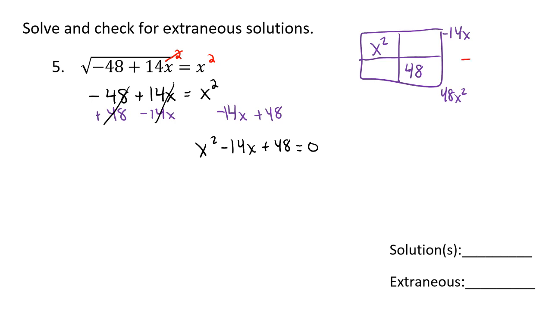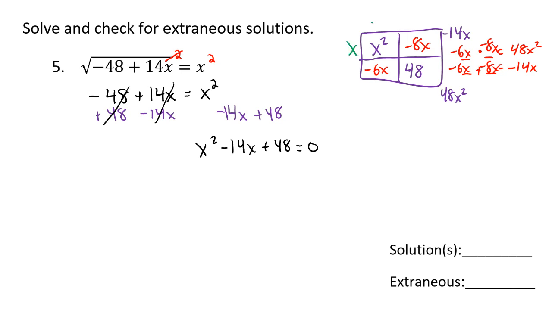Then we have to figure out two numbers that multiply to be the 48x squared, and those same two numbers add to be negative 14x. I think it's negative 6 and negative 8. Yes, so negative 6x and negative 8x will be our two numbers.